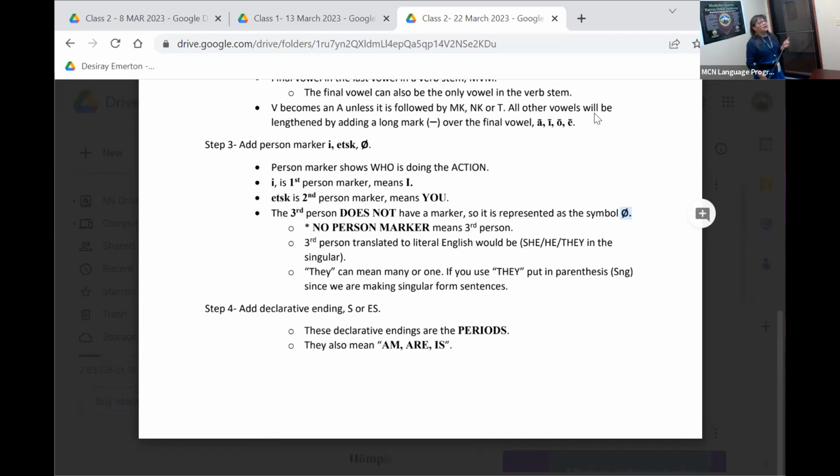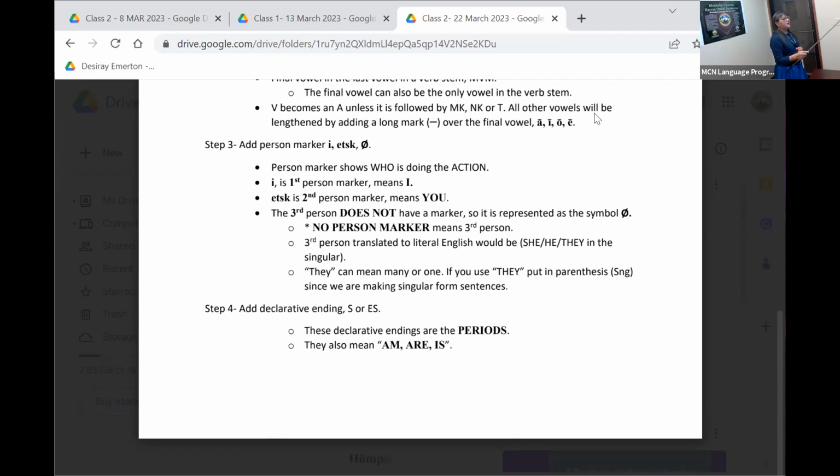Okay, there's no person marker for the third person. If you know that there's not an I or an is, you know it's the third person. It's kind of like the situational. There's no I, there's no you, so it's he, she, they, or it, as a singular person. Third person translated to literal English would be he, she, they in the singular. And you can also put it, because you can be talking about a dog, a cat, a tree, or something. It doesn't have to be a person. They can mean one or more. So if you use they, put in parentheses S-N-G, so you know it's singular, since we are making singular sentences.